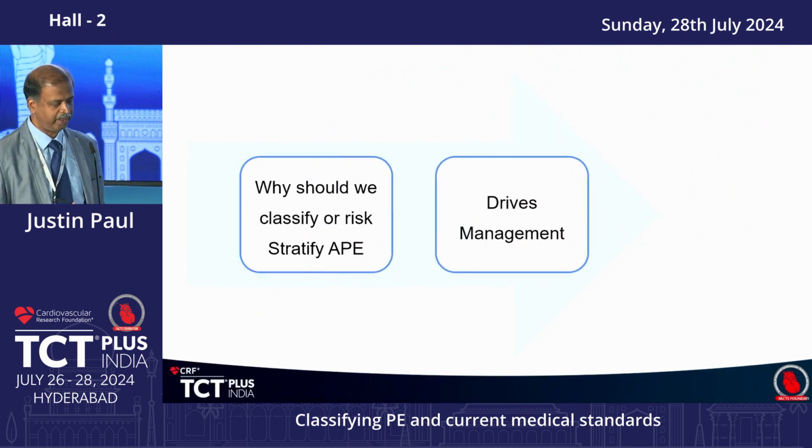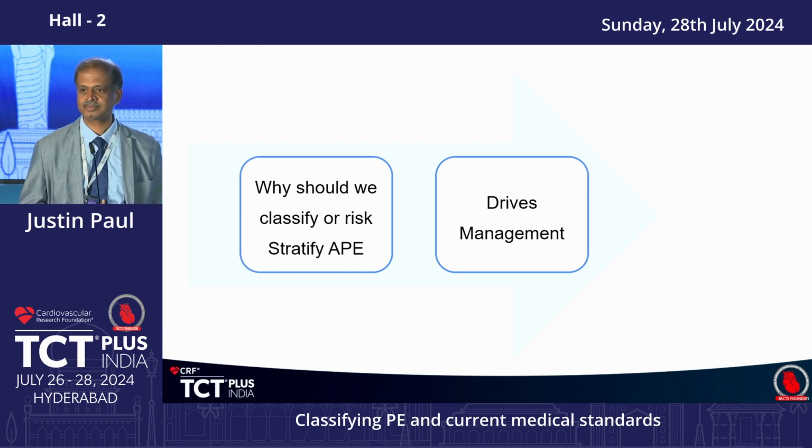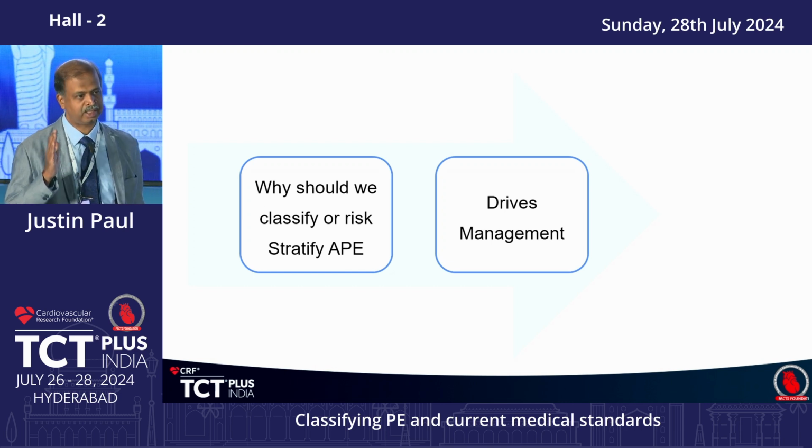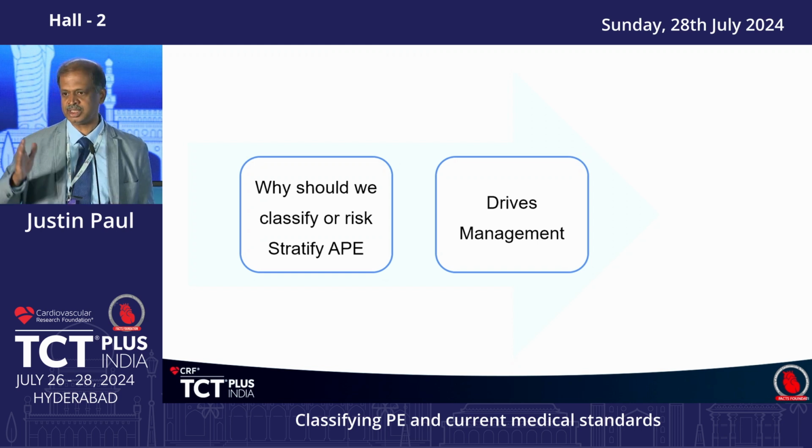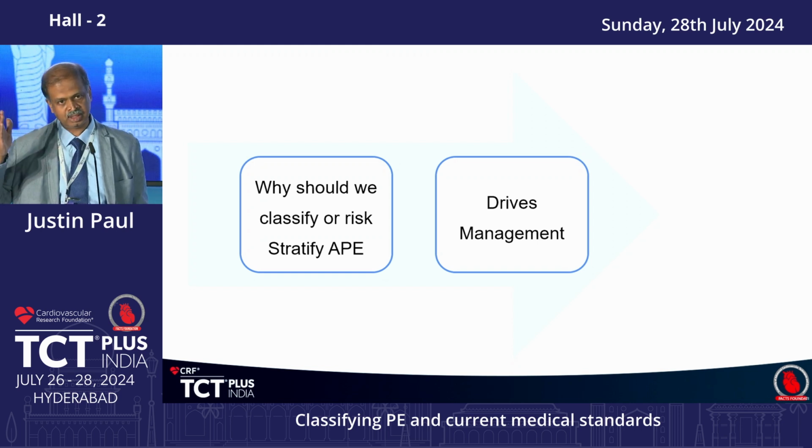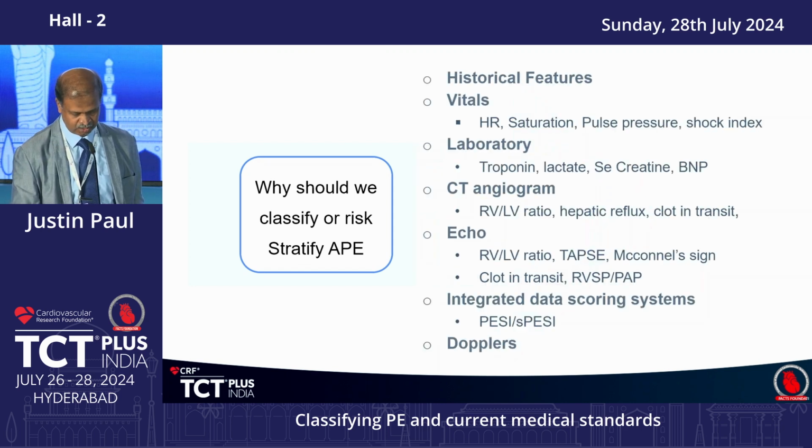So now first of all, why should we classify or risk stratify acute pulmonary embolism? This is because this is the one that drives the management. You need to know when to give this kind of therapy, what kind of risk classification we need to do. What are the things that we use to risk stratify?